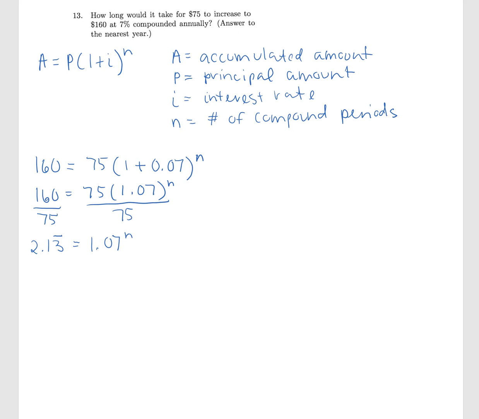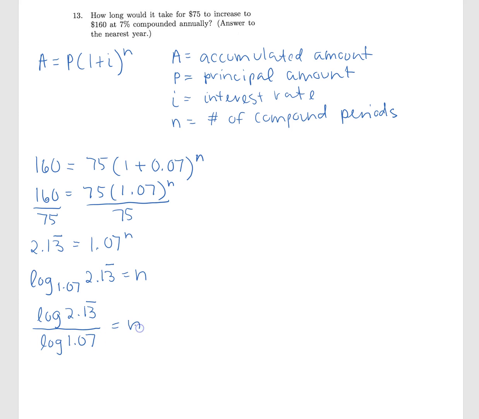So what we have here, we can essentially rewrite as a logarithm. So we're looking for what power we have to put 1.07 to get 2.13 repeating. So another way of writing that is the log base 1.07 of 2.13 repeating equals n. And then to make this easier to put into our calculators, we can use a change of base rule. And so to get rid of this base of 1.07, we can rewrite this as log base 10 of 2.13 repeating divided by the log base 10 of 1.07.